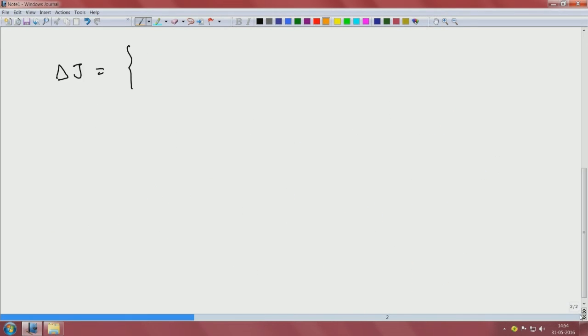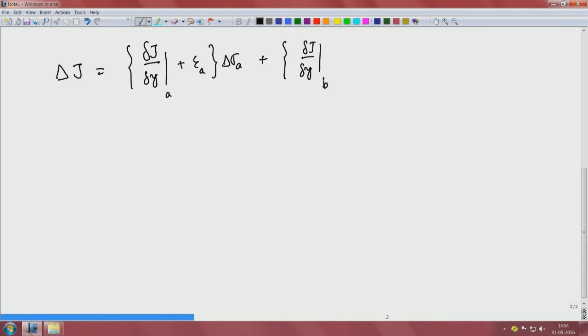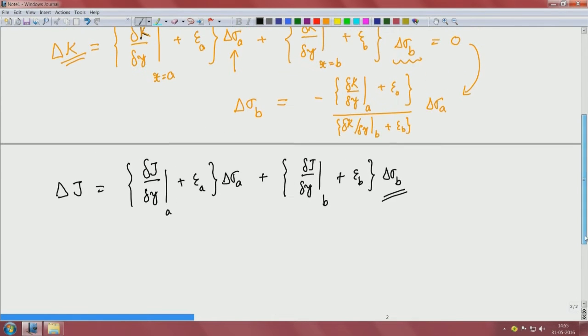Now we will try to do this in j, that will be the only change. This is delta j by delta y at a, plus epsilon a into delta sigma a, the same perturbation that we had earlier, plus delta j by delta y at b, plus epsilon b into delta sigma b. That is a change that is not equal to 0. What we need to say, well, when we take this in terms of only a single perturbation, delta sigma b, we have now written it in terms of delta sigma a. So we can write this. This is a first order change in the objective functional, because of the change in the function, actually two perturbations. So we will have delta j by delta y at a, plus epsilon a into delta sigma a.